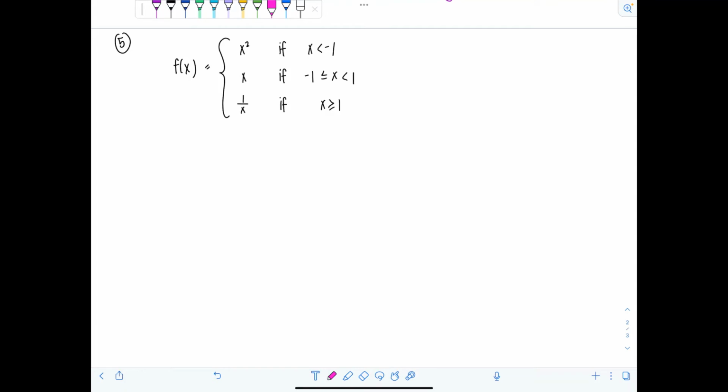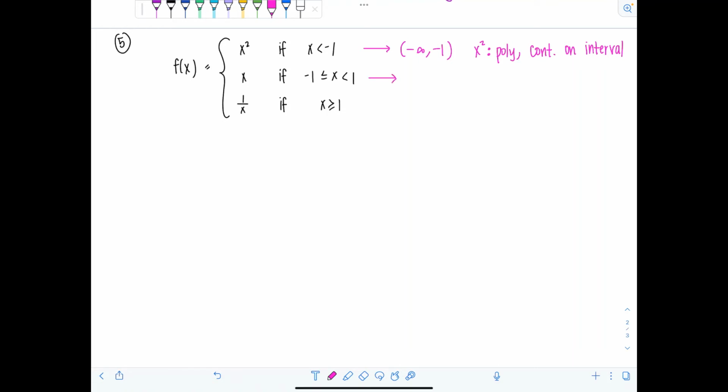So if x is less than -1, that's on the interval from -infinity to -1. And on that interval, f of x is equal to x squared, which is a polynomial. So obviously by our theorem, it's continuous on all real numbers. So it will be continuous on the interval from -infinity to -1. I don't need to check anything on that interval. Let's check the next interval.